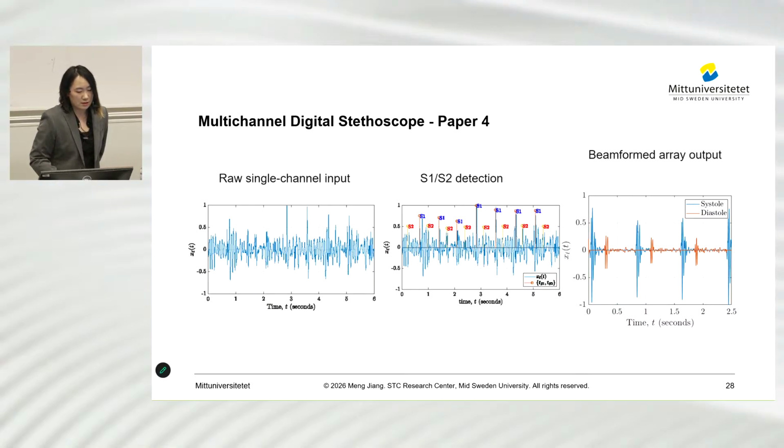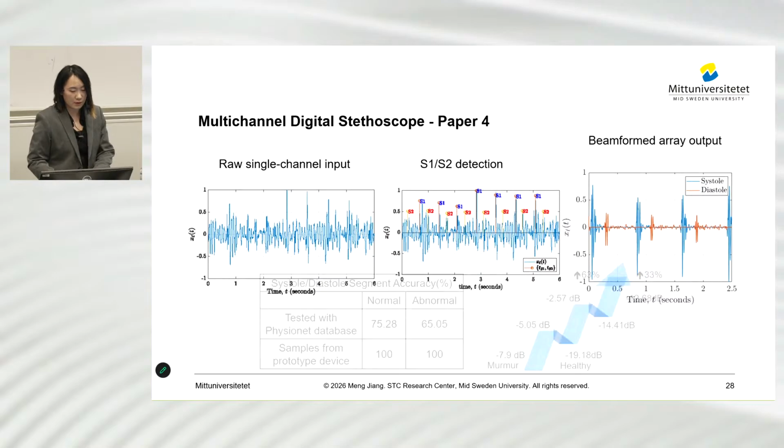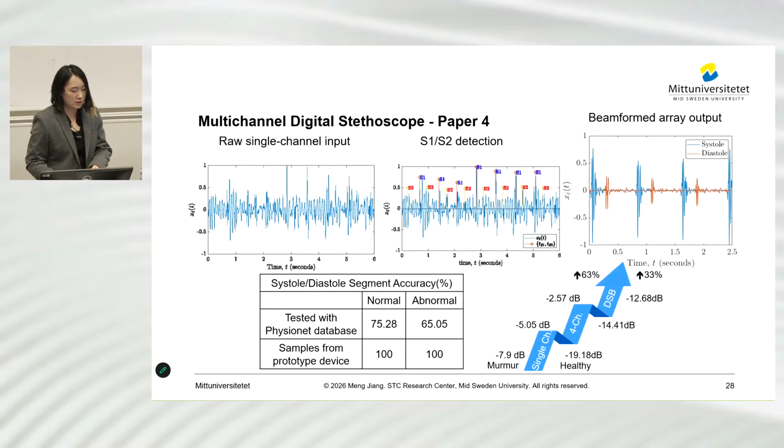And the result is from raw single channel input to the S1, S2 detection, beamformed array output. We have verified S1 and S2 detection for systole and diastole segmentation accuracy with the PhysioNet database, and also with real recordings with the prototype devices on the co-authors. And the microphone array's signal sectional gain for the murmur condition is 63%, and for the healthy heart condition is 33%.